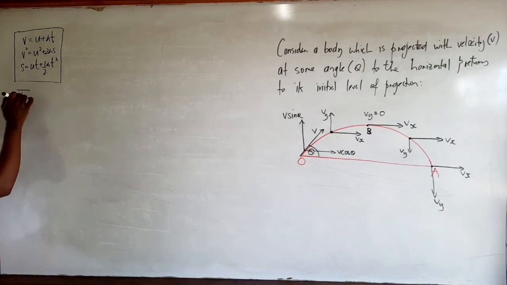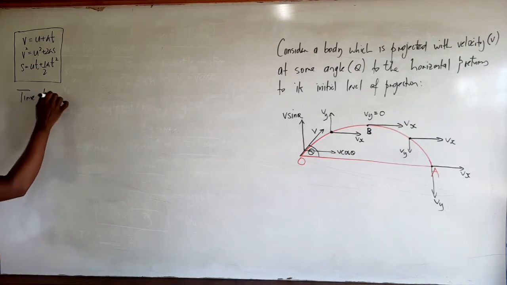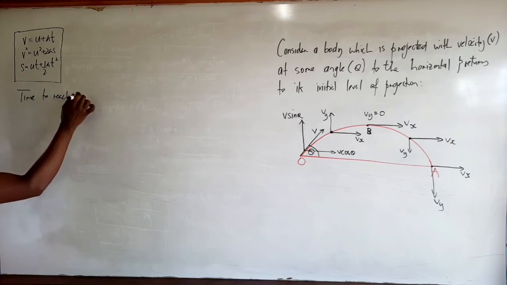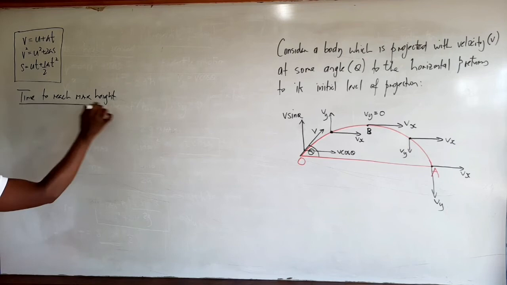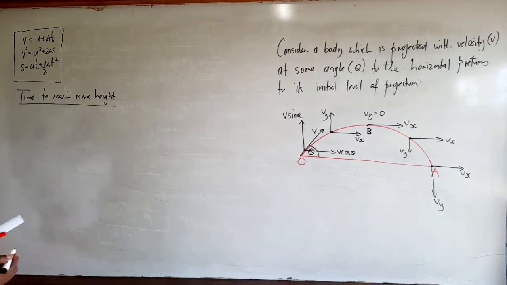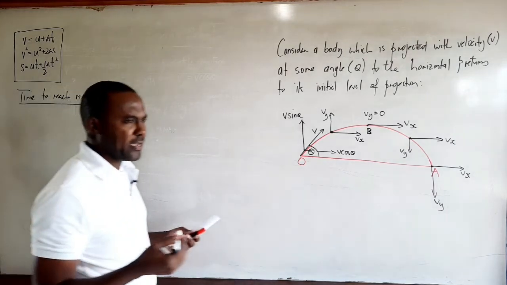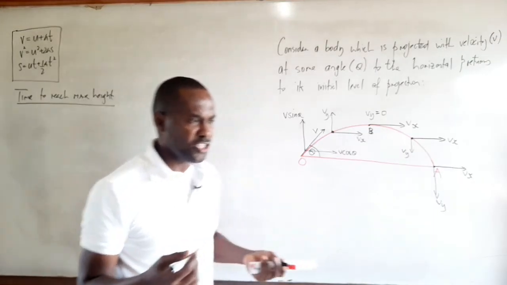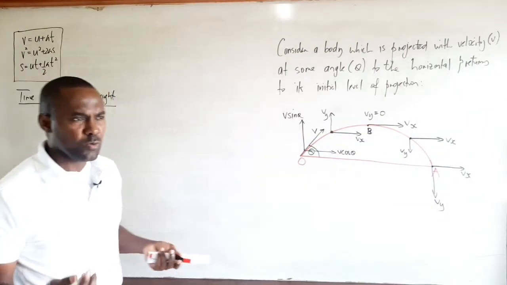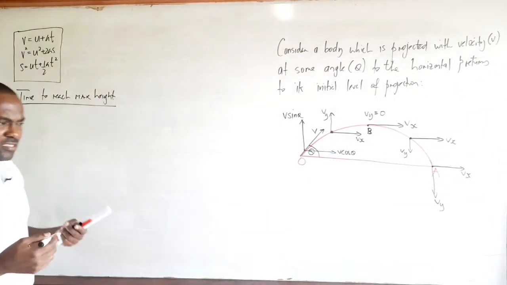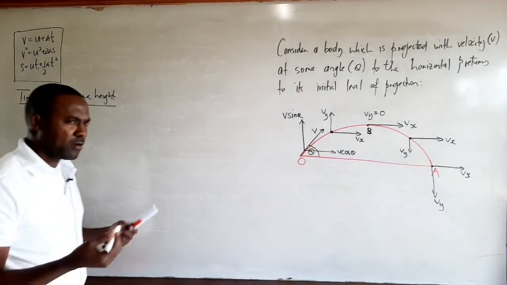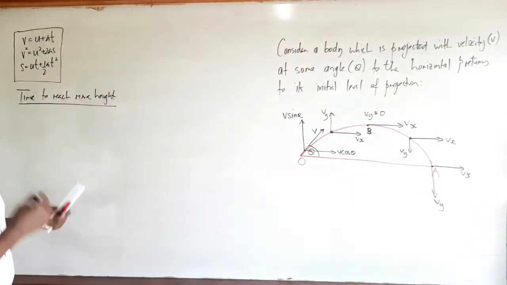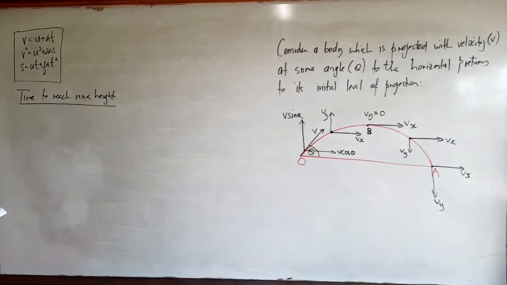So the time to reach maximum height. Now, as we previously established, whenever the body reaches its maximum height, at that point the vertical velocity is equal to 0. So it still has a horizontal velocity and it's still moving horizontally, but the vertical velocity, of course, is equal to 0. So we want to use an equation which includes vertical velocity and also time, right?